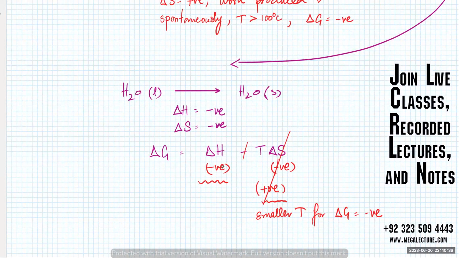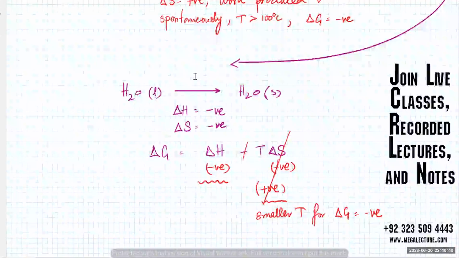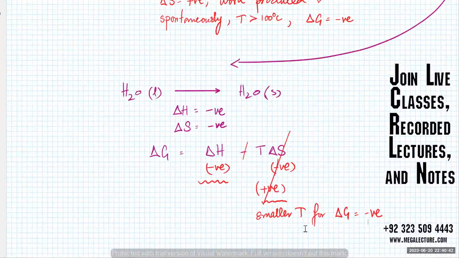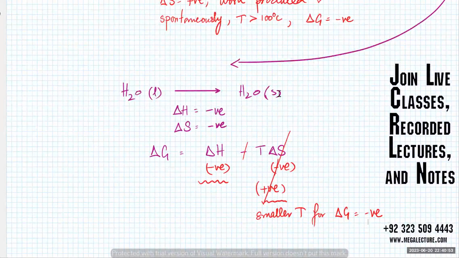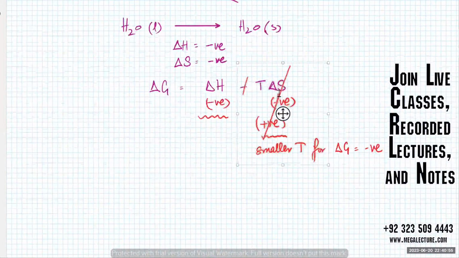And that was what we learned. Common sense says it is feasible at lower temperatures. Ice is formed at a lower temperature, right? So it is clear qualitatively. Yep, it's clear.